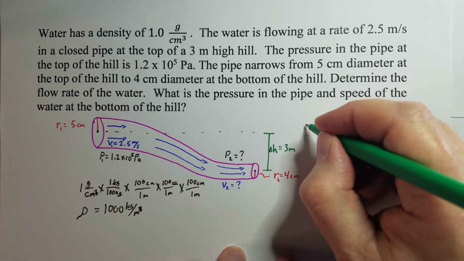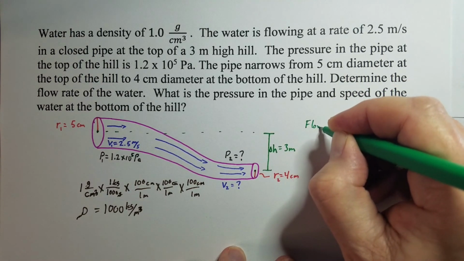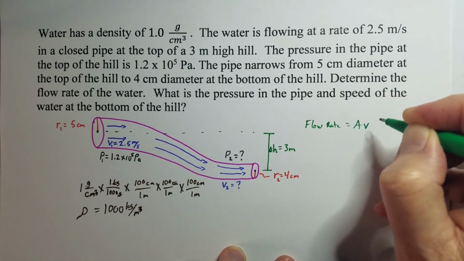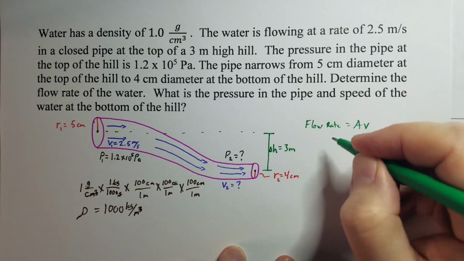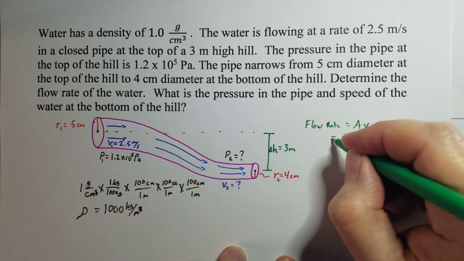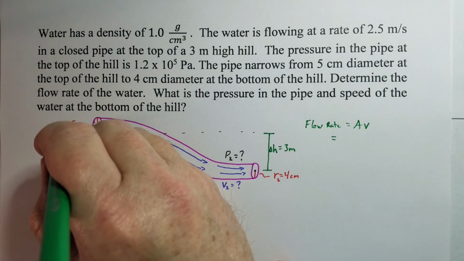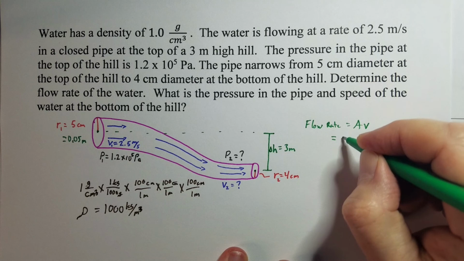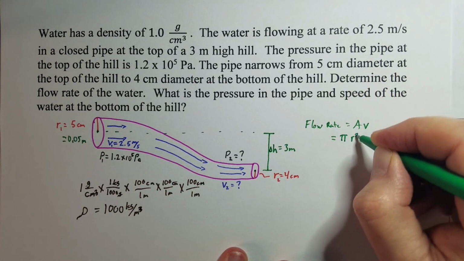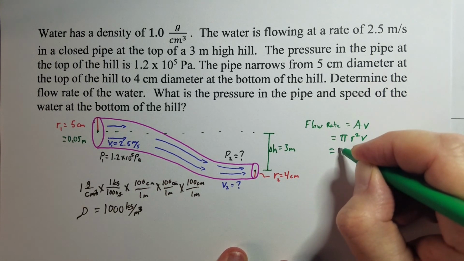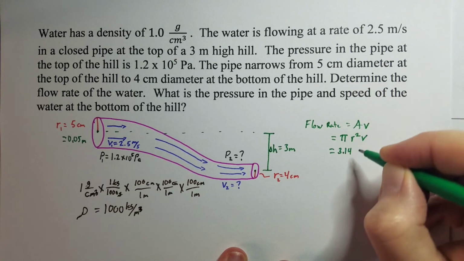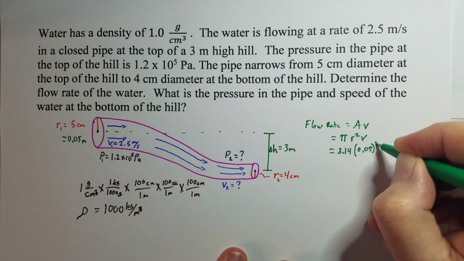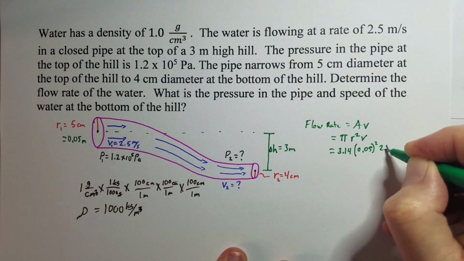Let's figure out the flow rate. So flow rate is area times the speed of the fluid. So in the upper section here, where we know all the numbers, we know that 5 centimeters is really 0.05 meters. So we have pi r squared times the speed. So that's 3.14, which I'm going to use for pi. The radius is 0.05, but that's squared, and the velocity is 2.5 meters per second.